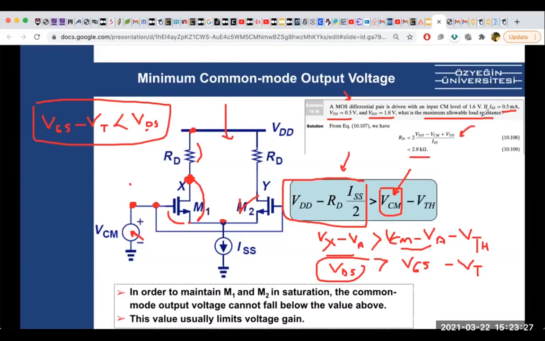Why is there a maximum allowed load resistance? If this resistance becomes so big, this voltage will drop a lot, because there is a voltage drop across it. If this resistance is huge, this VDS will be 0. We don't want VDS to be 0, because then this won't be in saturation anymore. So this VDS voltage should be as big as possible to keep this transistor in saturation.